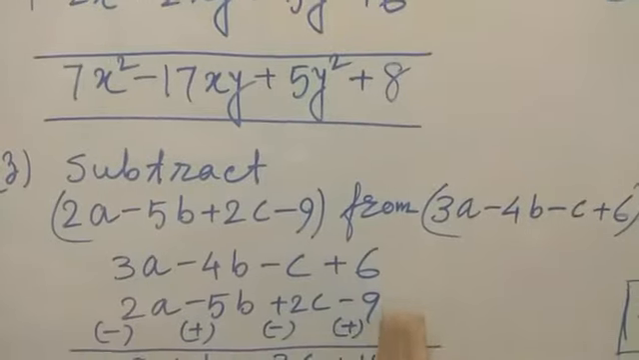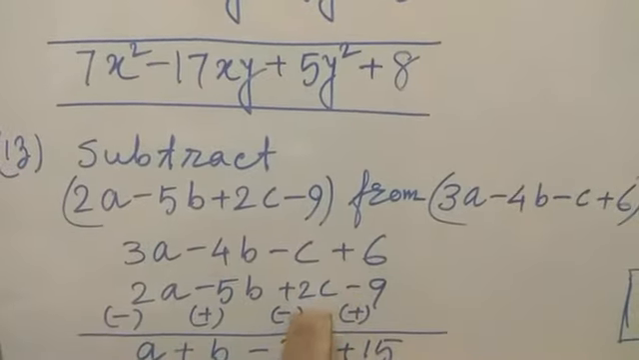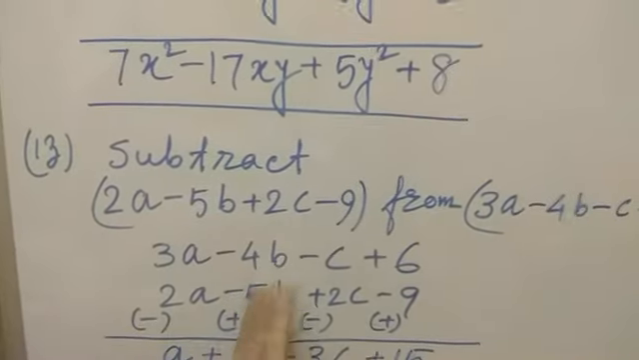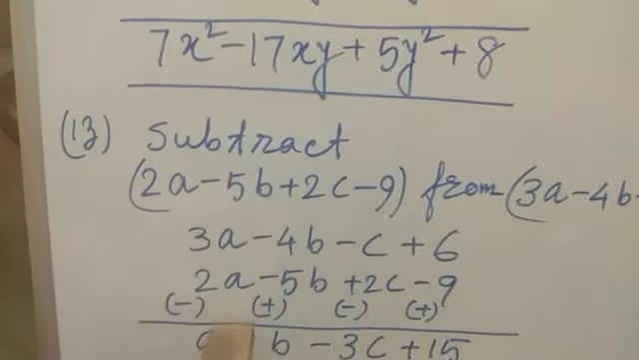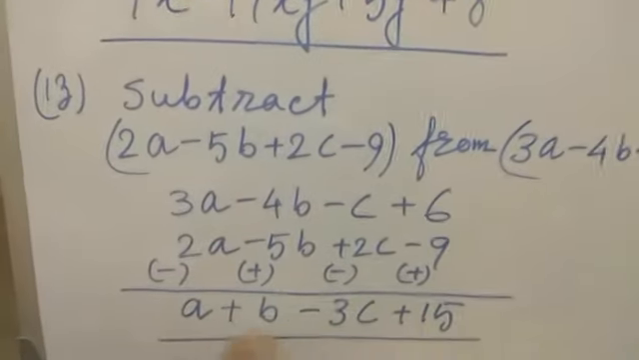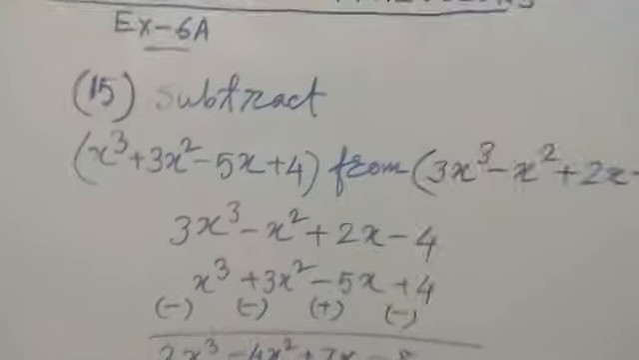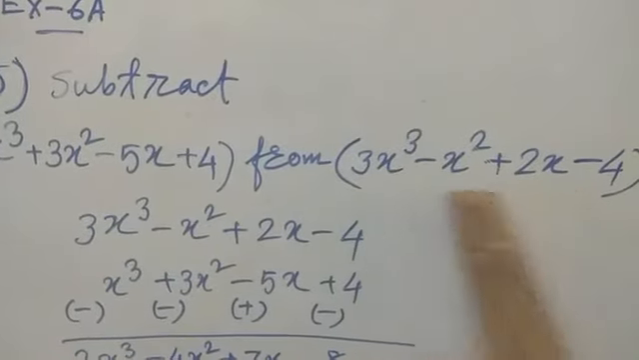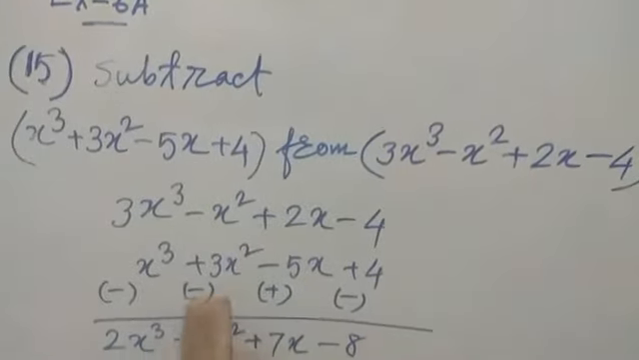Now 6 plus 9, 15, minus 1 minus 2, minus 3c, minus 4 plus 5, it is plus 1b, and 3 minus 2, 1, so 1a. So this is the subtraction value. One more. Question number 15. Subtract this expression from this expression. So first I write this expression here, and just below this expression write the first expression.